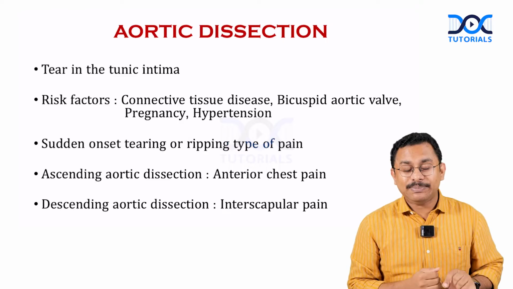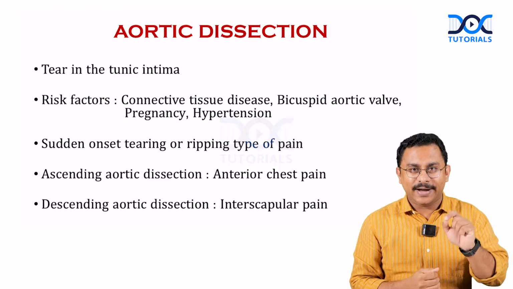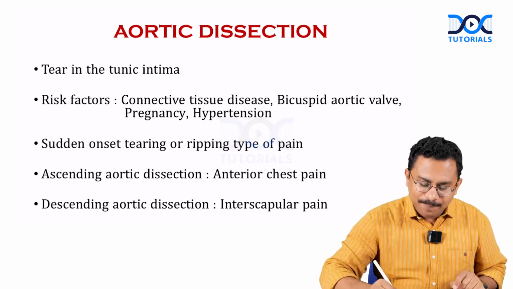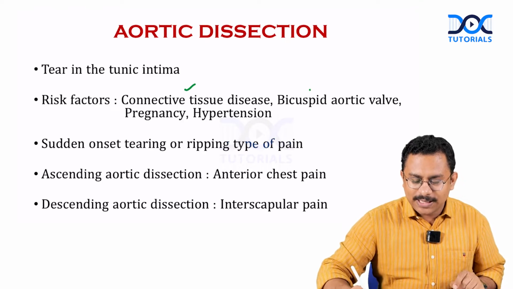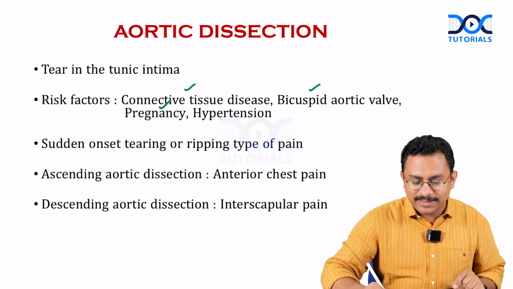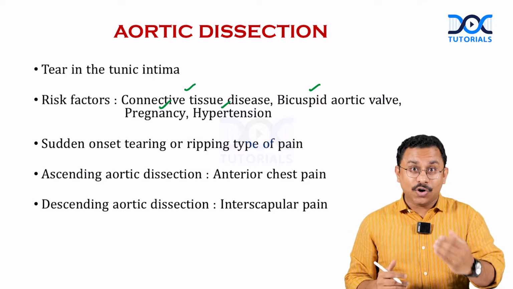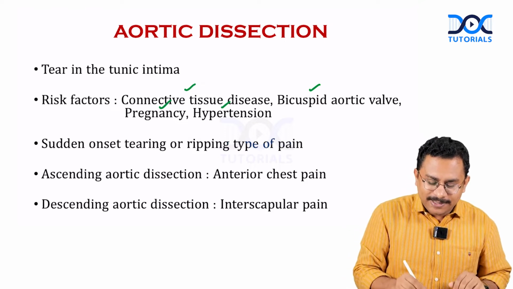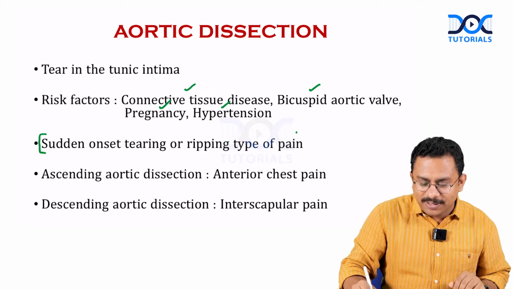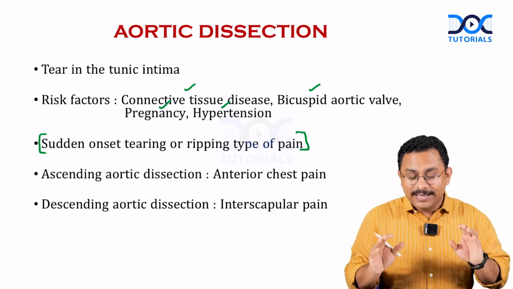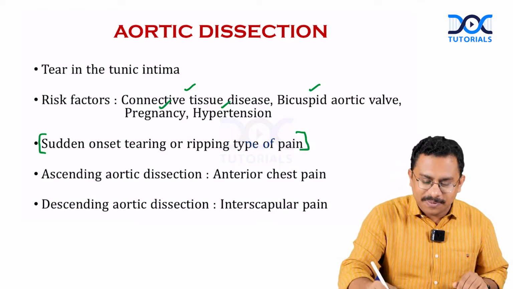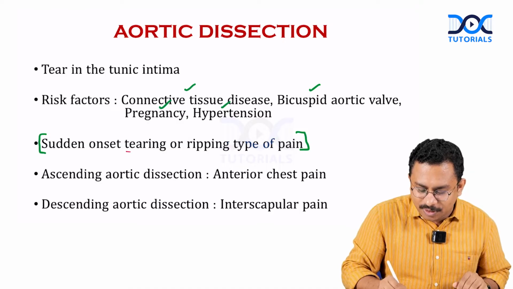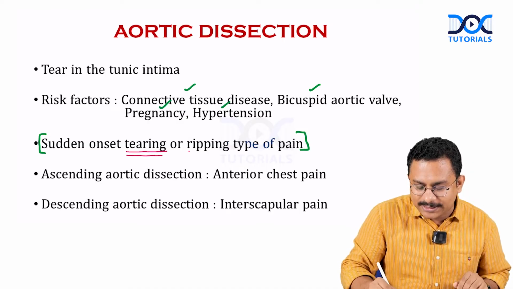Now another potential MCQ is on the risk factors of aortic dissection. What are they? Number 1, connective tissue disease, bicuspid aortic valve, pregnancy and hypertension. So this is also a potential question. The characteristic pain in case of an aortic dissection is the sudden onset tearing or ripping type of pain. So this is often described with aortic dissection.